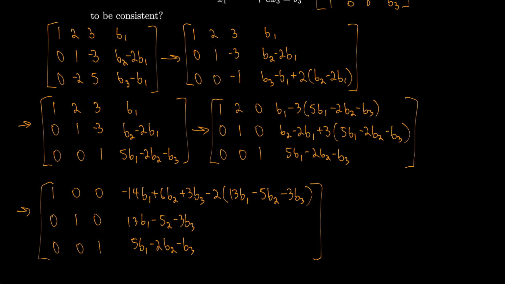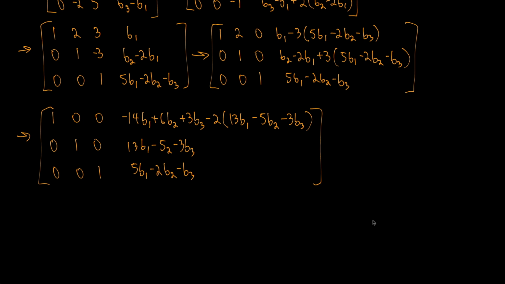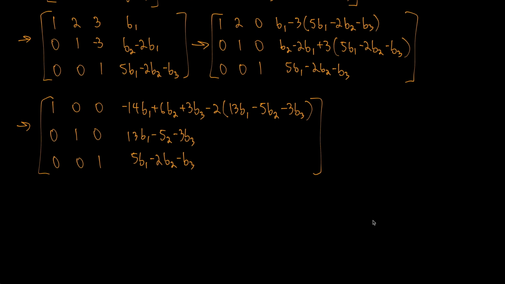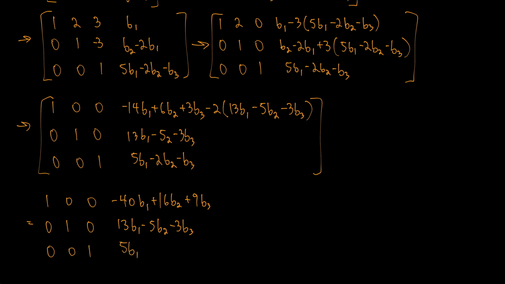How about we just simplify that top constant, because it looks a little bit messy. So this thing is exactly the same as 1, 0, 0, negative 40 B1 plus 16 B2 plus 9 B3. We'll just reproduce our other rows. So 13 B1 minus 5 B2 minus 3 B3 and 0, 0, 1, 5 B1 minus 2 B2 minus B3.